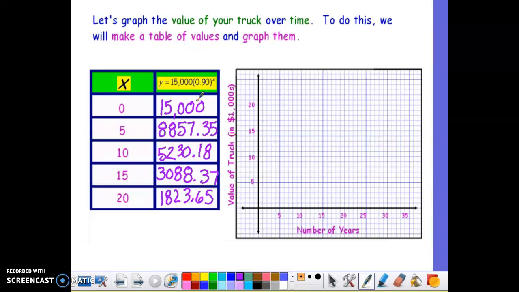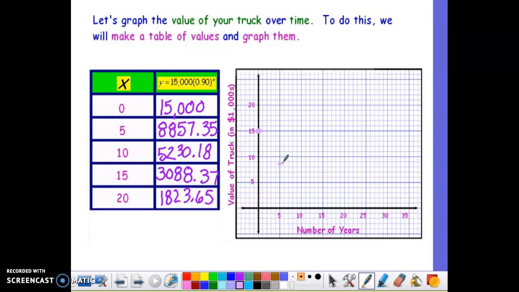So we've got to do a little graphing here, just kind of a rough sketch. It says at 0, we have 15,000. Notice on my y-axis, it says the value of the truck in thousands. So I just have to go to 15, which would be right here. Next one, at 5 years, I have $8,857.35. So I'm going to go up here just past 8,000. So I get 6,000, 7,000, 8,000. It's closer to 9, so I'm going to put it probably right in there.